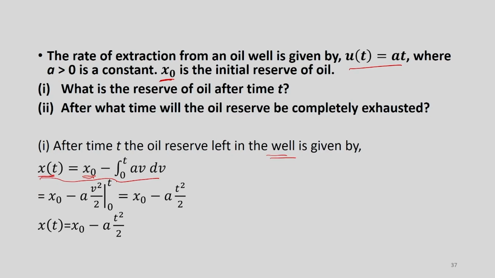Now, how much oil has been extracted? That is given by this. So, here comes the application of integration, and in this case it is a definite integral, right. So, from 0 to t I am taking the integral, and what is the integrand? It is a v, and I am integrating with dv. Why a v? Because this is the rate at which the extraction is taking place, right, a t.